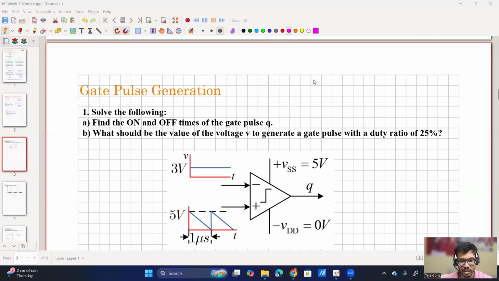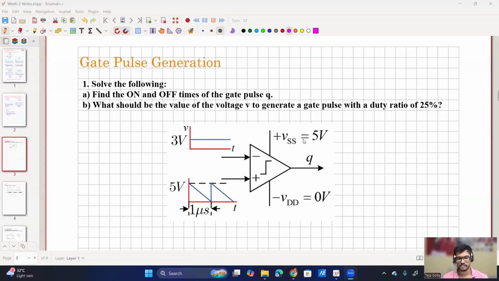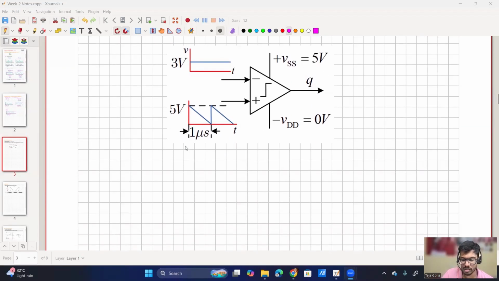Okay. So starting with the first problem, solve the following. Find the on and off times of the gate pulse Q and what should be the value of the voltage V to generate the gate pulse with a duty ratio of 25%. If you are not clear, this is the voltage V. In the first question, I'm asking if these are the voltages, what will be the on and off time of the gate pulse Q? And in the second question, to generate a duty ratio of 25%, what will be the value of this voltage instead of 3? So let me draw this again.